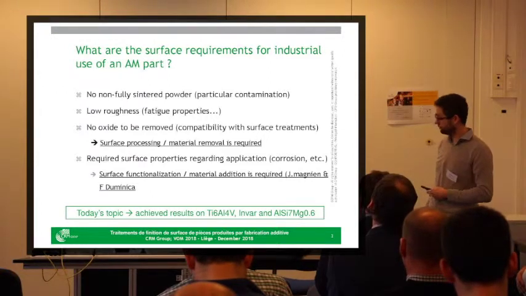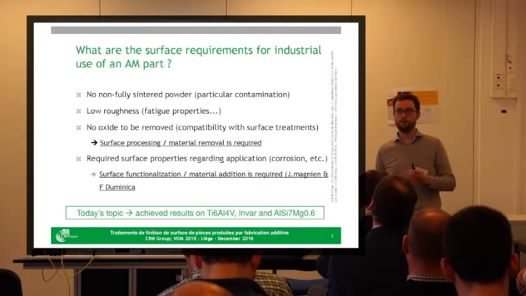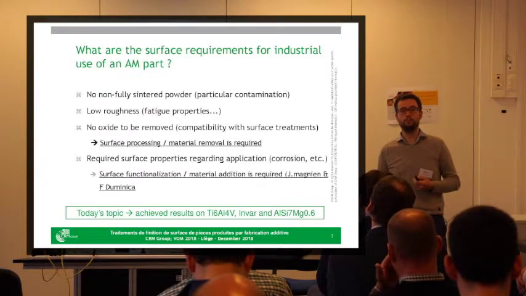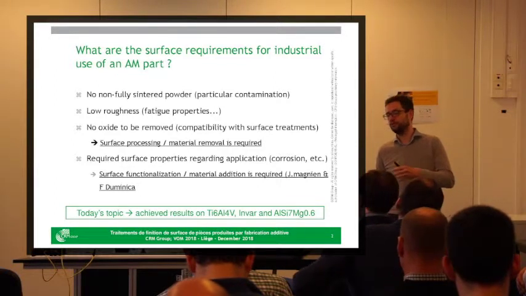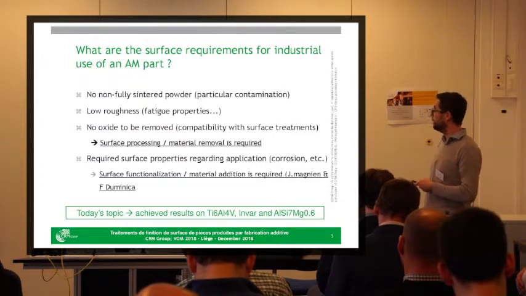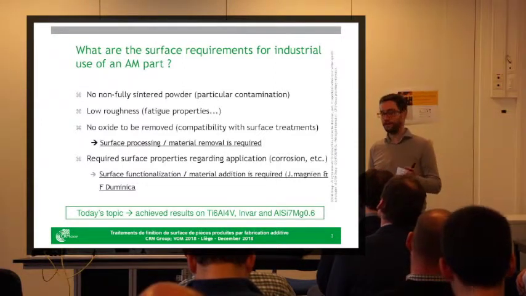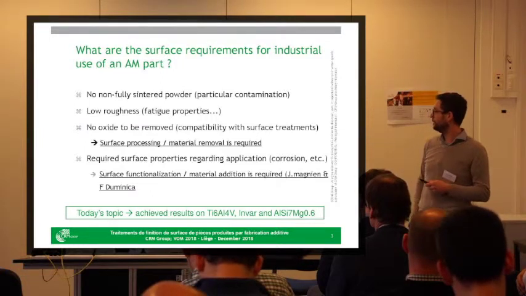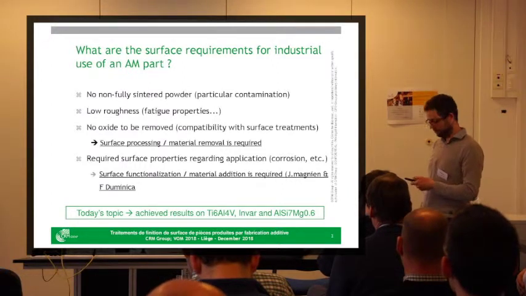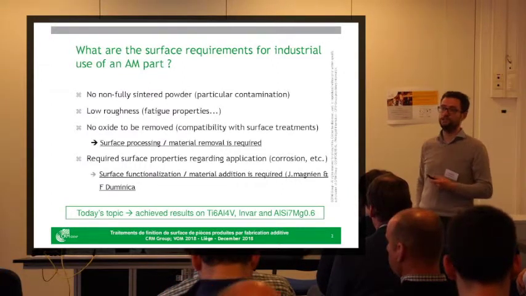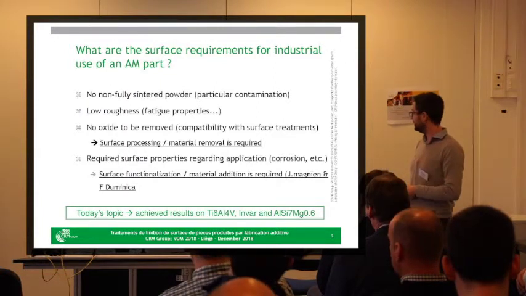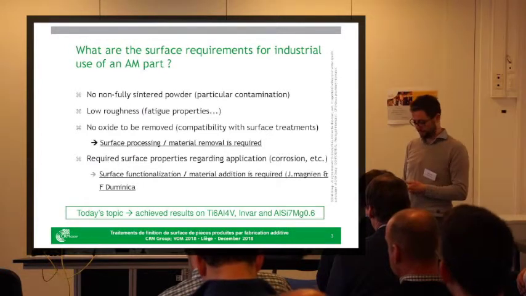in this presentation. And after that, once we have a part with a good finish, we can think of giving it better surface properties, corrosion resistance properties, etc. And so it calls for a surface functionalization. This will be described later by my colleagues Florine Dominica and Patrick Kozmans for the plastic parts. So today I'm going to give some results achieved at CRM about metal parts, namely in titanium, Invar and aluminum.